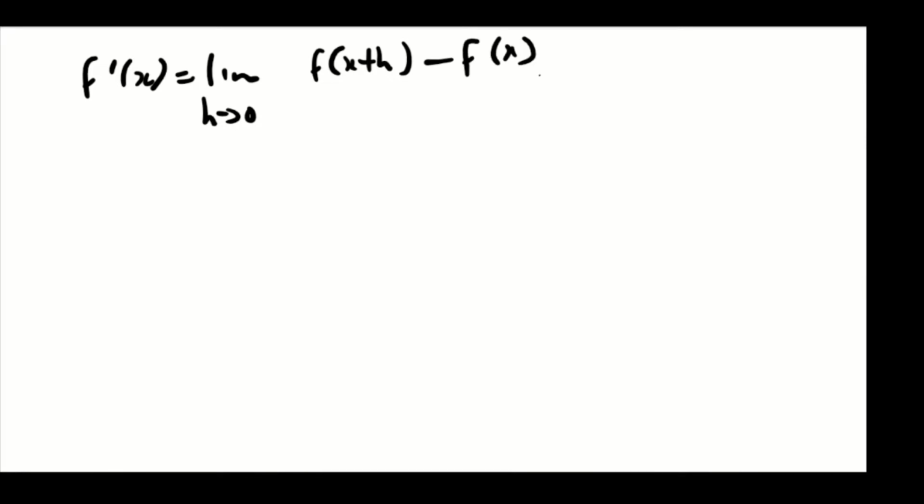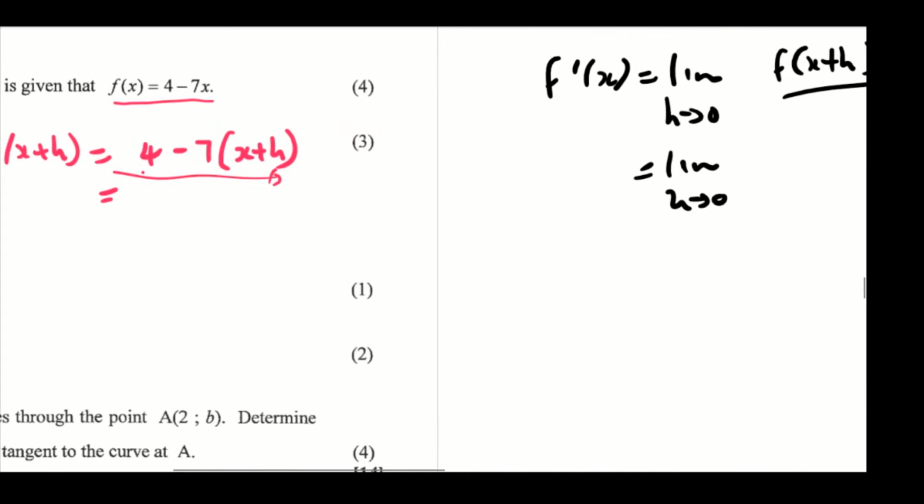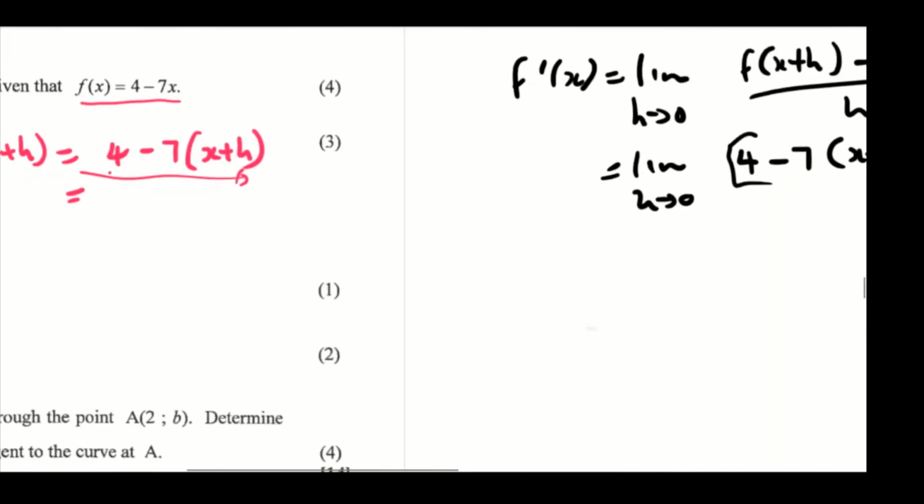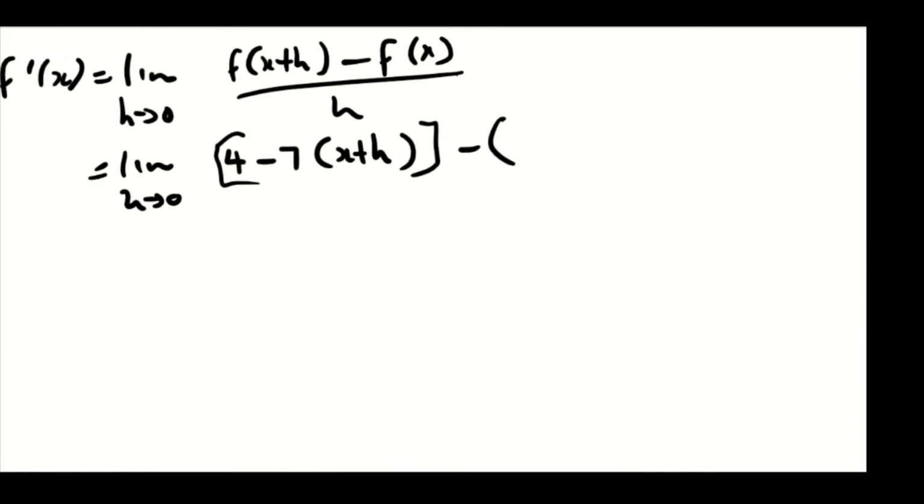So we have f prime of x being equal to the limit when h approaches 0 of f of x plus h minus f of x, divided by h. So the limit when h approaches 0, remember I said f of x plus h is 4 minus 7 into x plus h, and then let's just put this in brackets, minus our f of x, which is 4 minus 7x, divided by h.